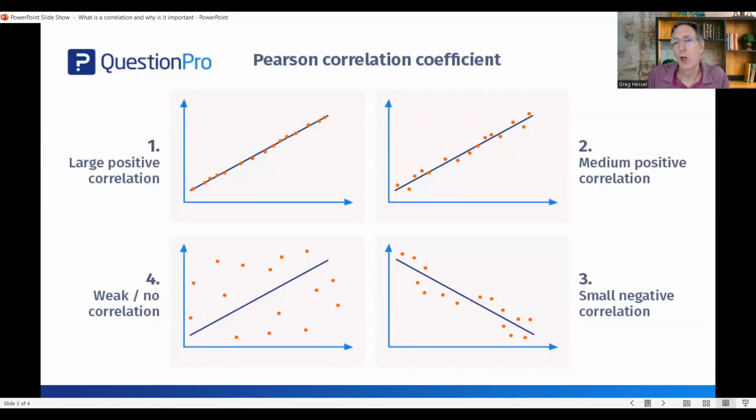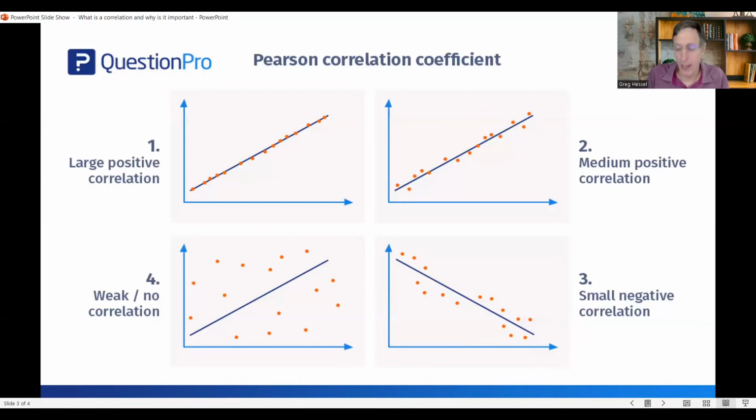Example number 2, they also go together. It's a positive correlation, but it's not quite as strong. Example number 3 is a negative correlation. As one of them goes down, the other goes up, so it's inverse. And example number 4, they're not related. There's no correlation. It's kind of all over the map. So knowing which variables are correlated can help you figure out which variables in the survey are important.